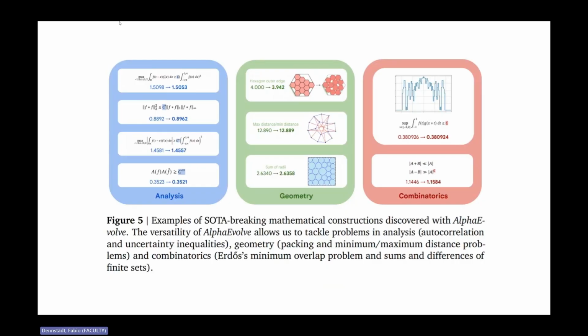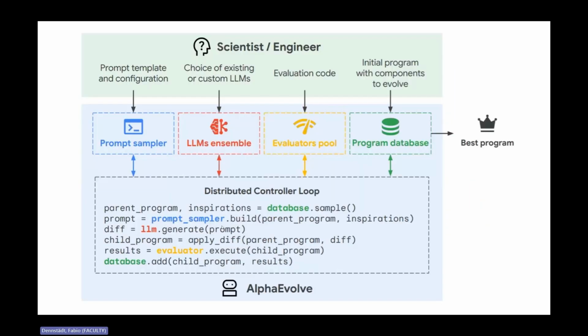And why is this so interesting? This is from the paper: they are actually able to use this on several mathematical and IT problems, and were able to outperform the current state of the art in several problems. These are just examples of state-of-the-art-breaking mathematical constructions discovered by AlphaEvolve. And these are very complex problems that people have been working on for years and years. And these are also computer problems that themselves are being used by the AI.